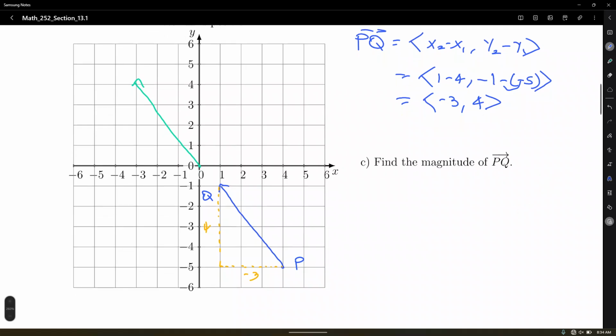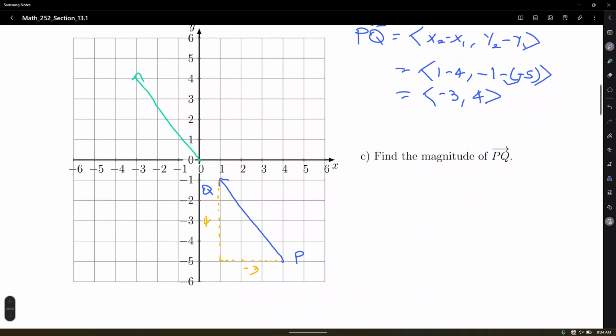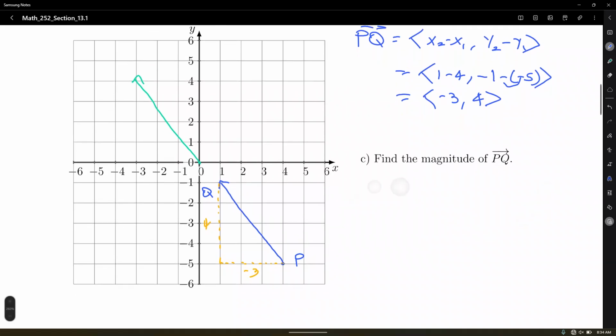So they're asking us to find the magnitude. What that is, how many units are there from point P to point Q? And again, there's a formula for it, but in the end, it's just a result of the Pythagorean theorem. That's all it is, all right? And we denote this magnitude with double bars, ||PQ||.